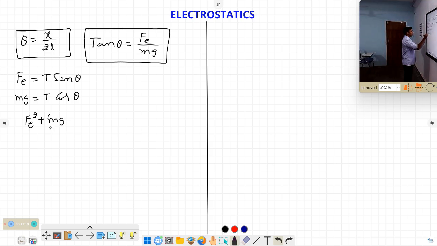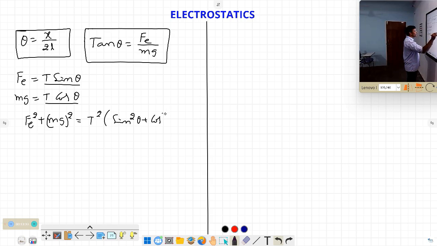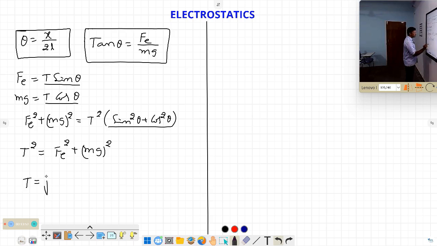plus mg square is equal to, if you square this one, T square sin square theta, plus T square cos square theta. So taking T square in common, it becomes sin square theta plus cos square theta. According to trigonometry, what is sin square theta plus cos square theta? That is 1. So T square is equal to Fe square plus mg whole square. What is T? T is called the tension in the string. Tension in the string is equal to the square root of Fe square plus mg whole square.